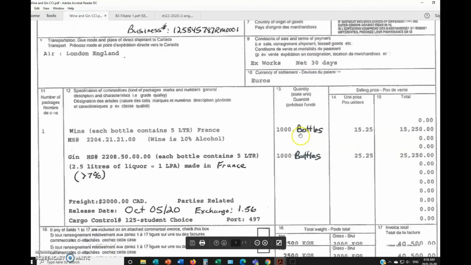So the assignment is this shipment here. It's from England. We have a shipment of wine and a shipment of gin. The gin you handle the exact same way as the other liquor shipments. You take each bottle, there are 1,000 bottles, each bottle is 5 liters. So it's 5,000 liters divided by 2.5 to get your LPA, and then the duty rates are on LPA. Wine is a little different in the fact that the duty rate is still specific, but it's on the number of liters as opposed to LPA.